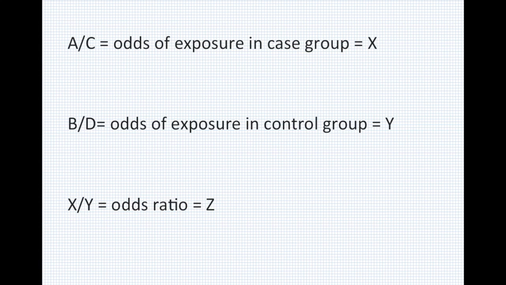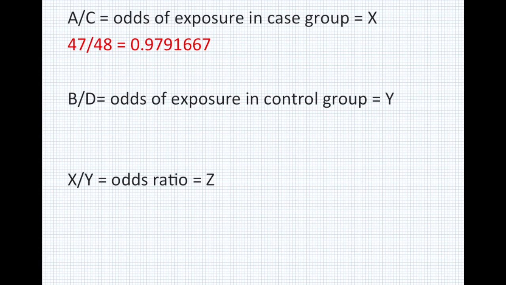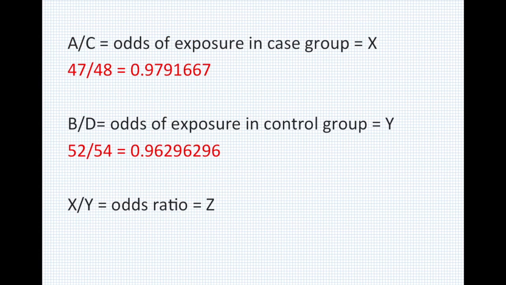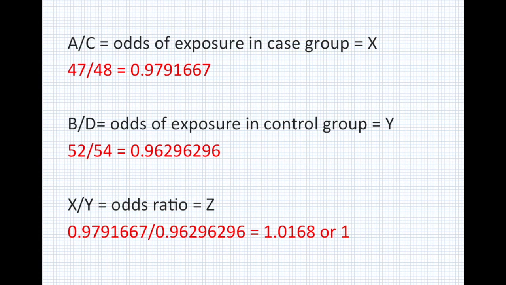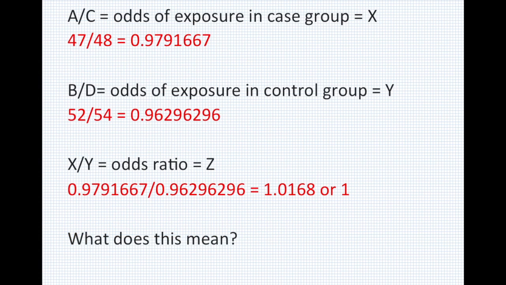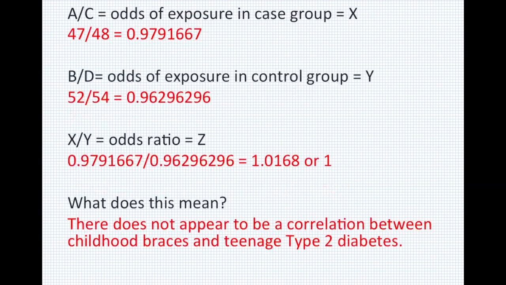So A divided by C would be the odds of exposure in a case group. B divided by D would be the odds of exposure in a control group. And when we divide those, we get the odds ratio, which in this case is 1. So what does this mean?